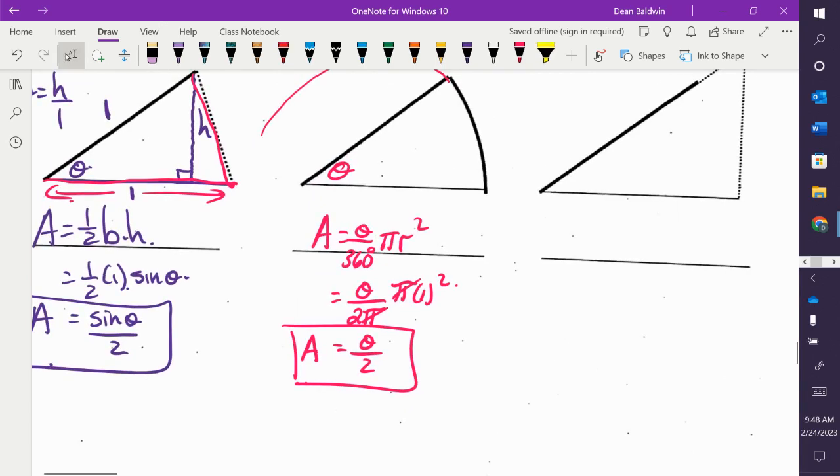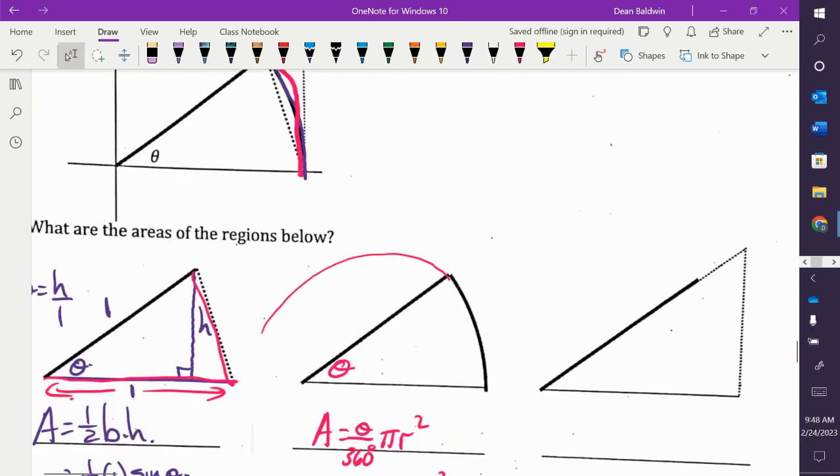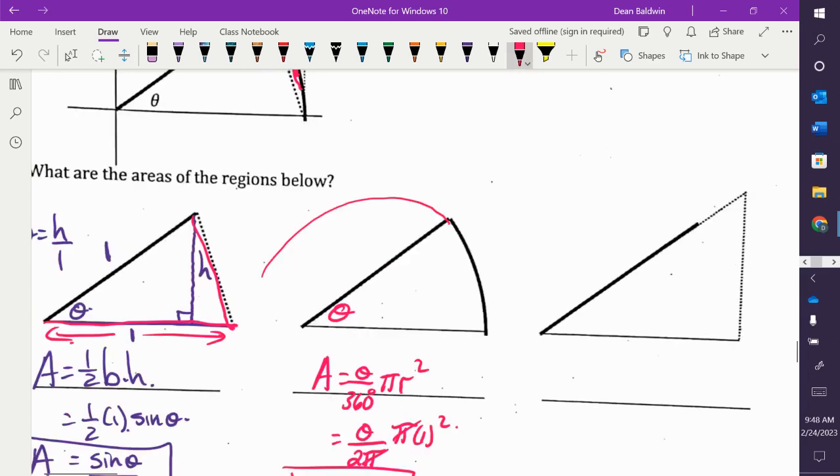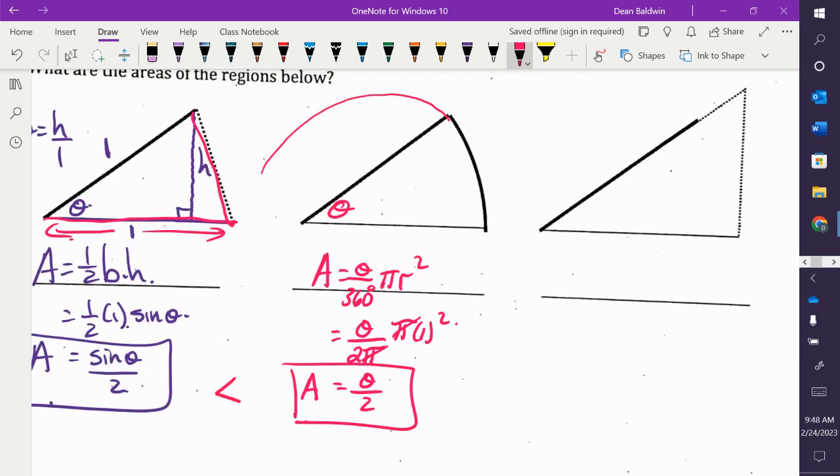So which one's bigger between the two we've done? Look at the original picture. The one with the arc length or the one with the first triangle? The arc length one, right? See, it's got this little extra bit there. So we can say that this one is less than that one.